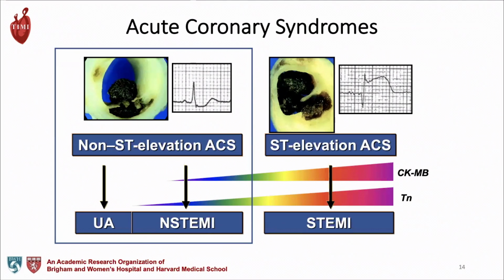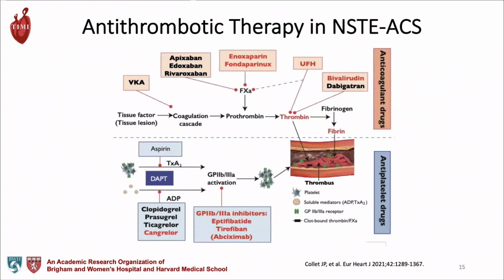So now we're going to pivot a little bit and start talking about the management of non-ST elevation acute coronary syndromes, which, as a reminder, includes both unstable angina and NSTEMI. One of the key developments in the pharmacologic management of non-ST elevation acute coronary syndromes over the last several decades has been the appreciation that it's important to use antithrombotic therapy to prevent the formation and propagation of coronary thrombus, which we know is the fundamental pathobiology going on with acute coronary syndromes.